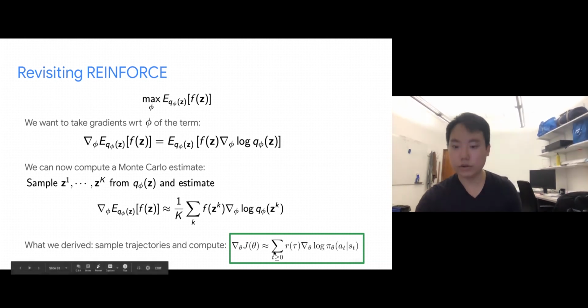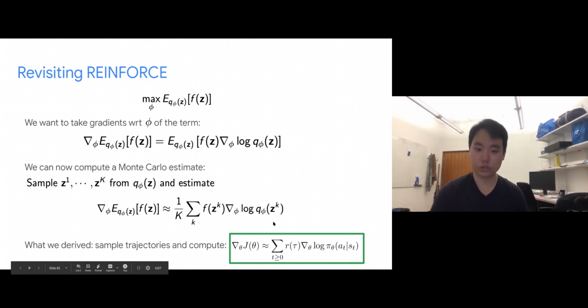And that's exactly what we've seen, right? In this case, the z's are trajectories. I'm going to sample a bunch of trajectories. In this case, it's one sample, one trajectory, but to do an estimate, you would take a sample over a bunch of trajectories. And for each of these trajectories, you would compute the reward, which is your f of z's, and then the gradient of taking all of the actions in that trajectory.